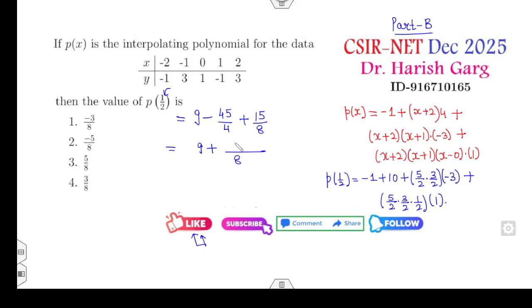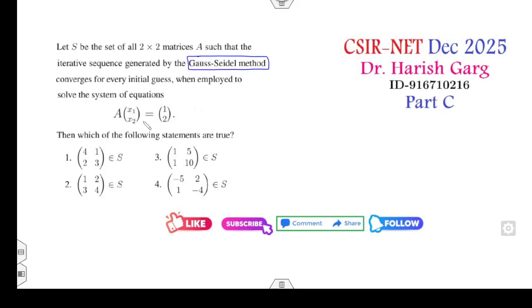I can take 8 as LCM. 15 minus 90. So that will be 8 as LCM. 72 minus 75. So the answer is minus 3 over 8, which is the right answer of the problem. Fine. Okay, look at the next one.